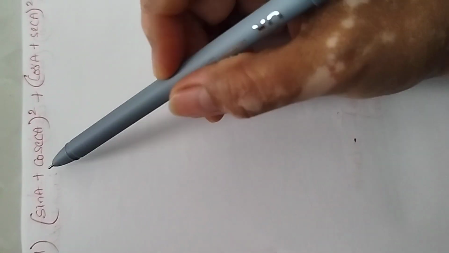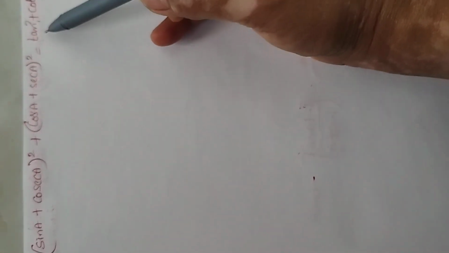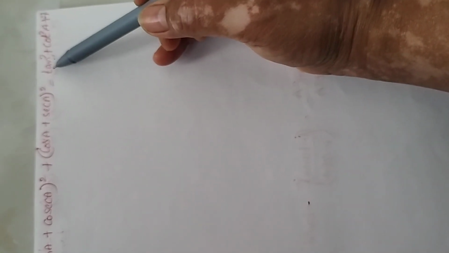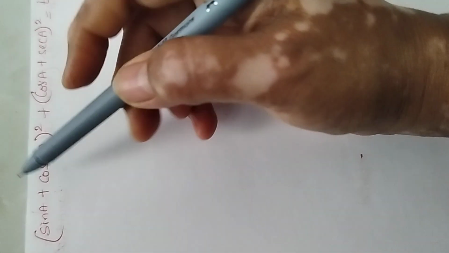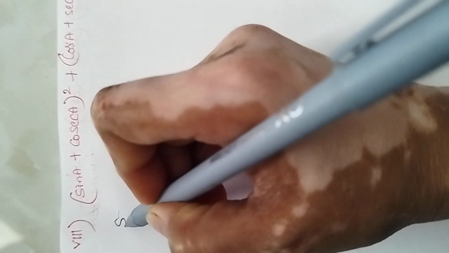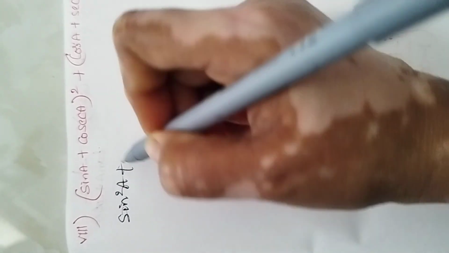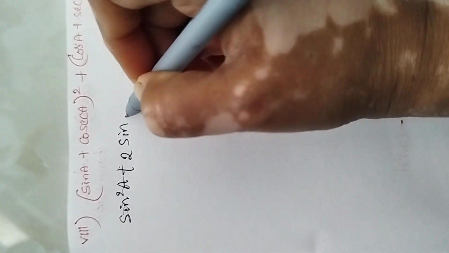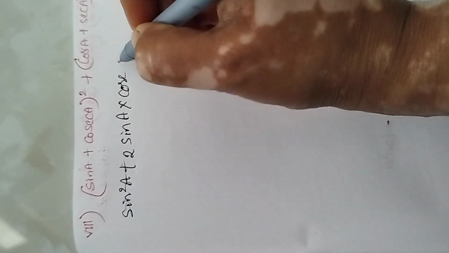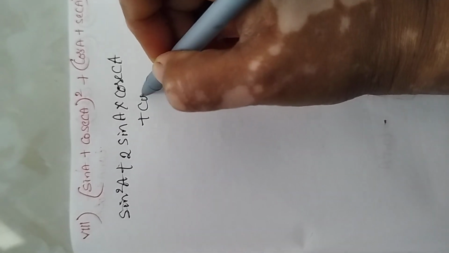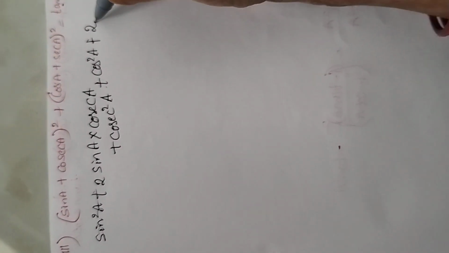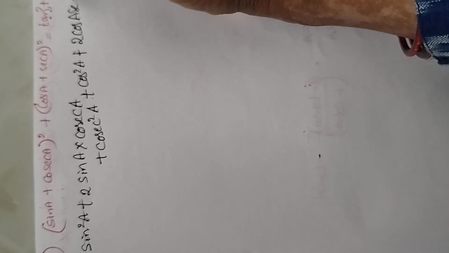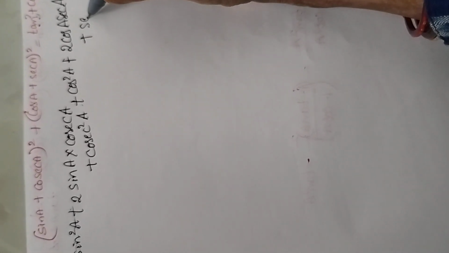Next, 8th sum. By using a plus b whole square, you should expand, then you should get the required proof: tan square a plus cot square a plus 7. So just by using a plus b whole square, sin square a plus 2 sin a cosecant a plus cosecant square a. In the same manner, cos square a plus 2 cos a secant a plus secant square a.